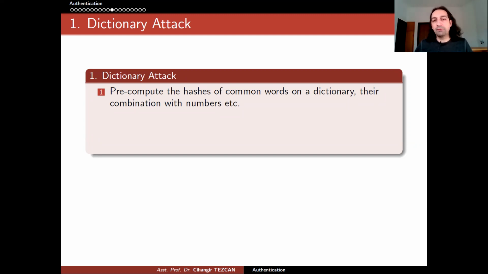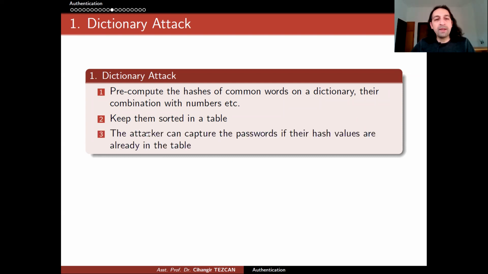So for instance, if you have an 8 terabyte hard drive, you can generate 8 terabytes of hashes. So you will have a big set of hash values. And you can sort them. Since these are just numbers, it is very fast to sort numbers. And yes, keep them sorted in a table. Now, the attacker can capture the passwords if their hash values are already in the table.